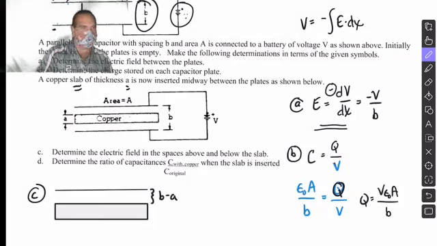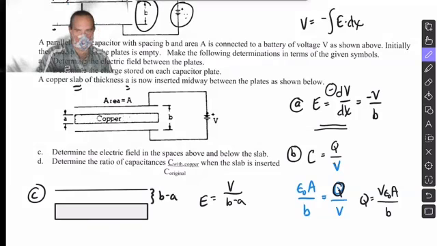The electric potential hasn't changed. The electric potential is still V. I've just effectively reduced the distance between the plates with the same electric potential. So it says determine the electric field in the spaces above and below the slab. Electric field is going to be whatever this works out to be, because we know there's no electric field inside the copper.